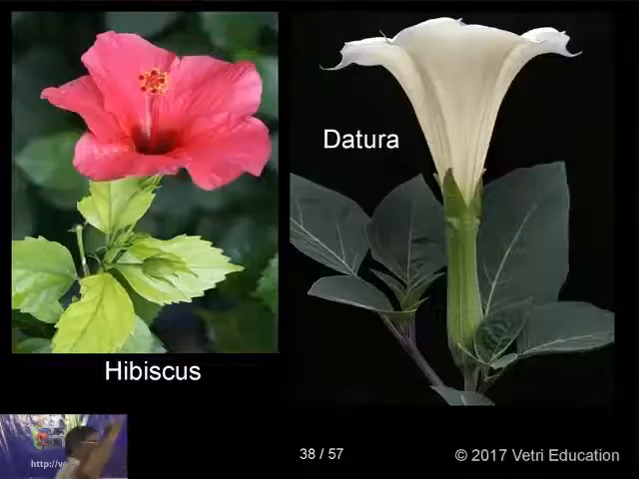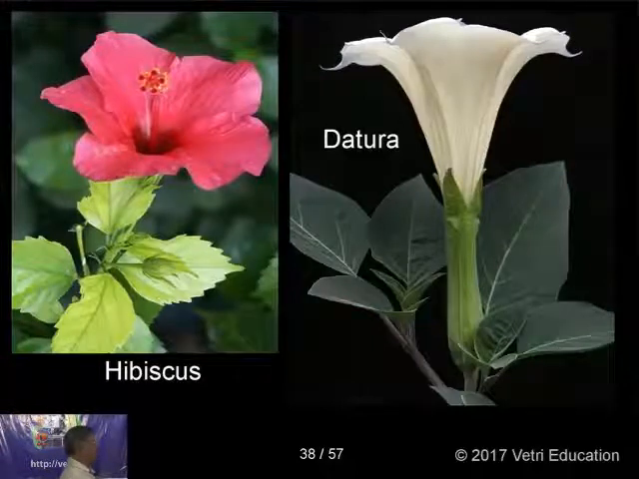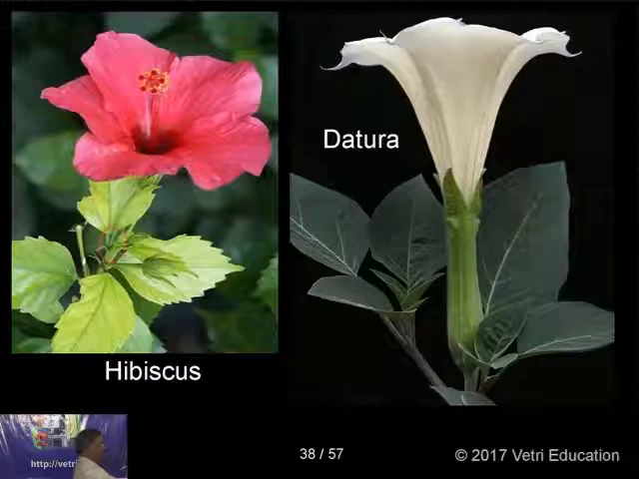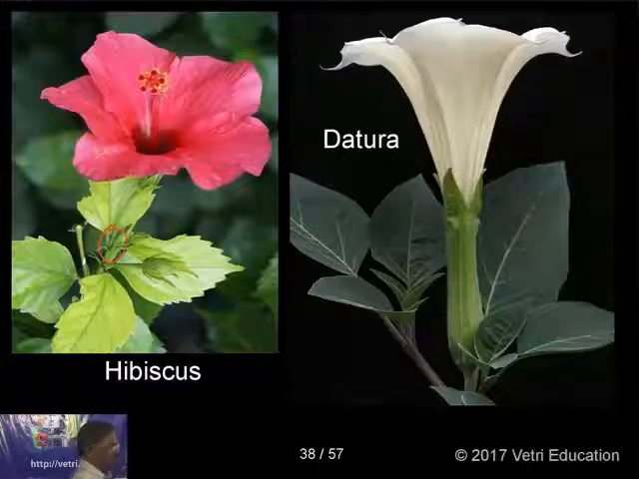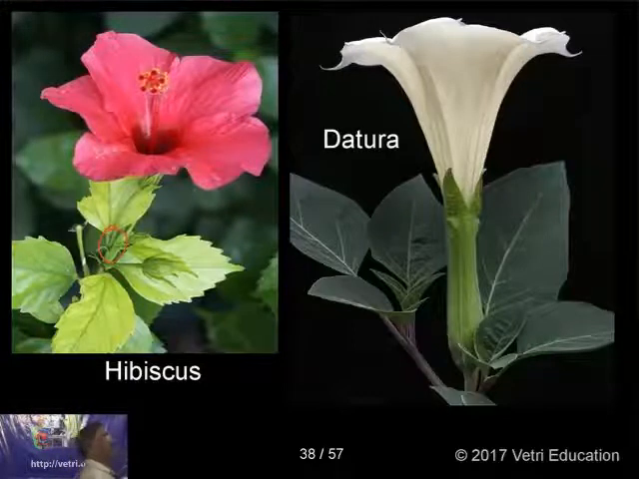So here you see, this is axillary. You can find a flower from the axil of the leaf. This is axillary, and at the tip it is called terminal solitary. You can find it in datura, sorry, in this type of inflorescence.